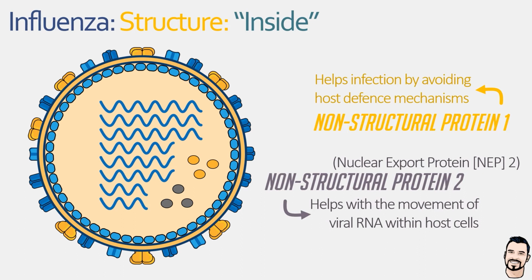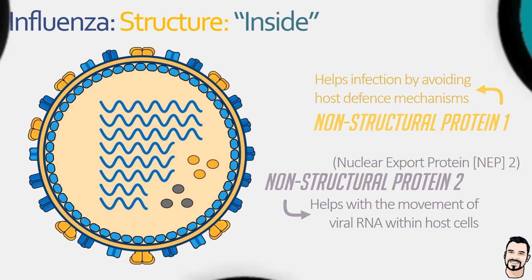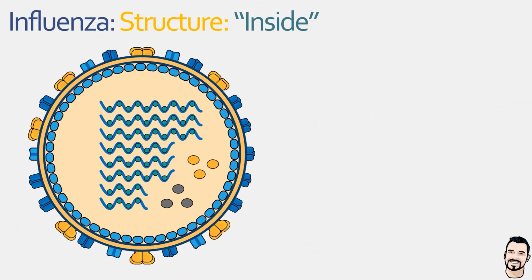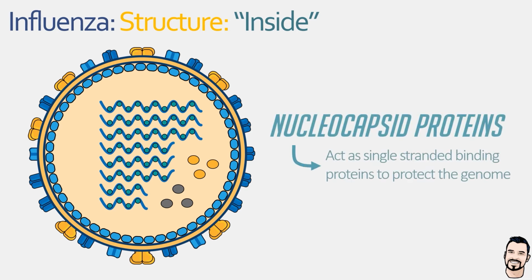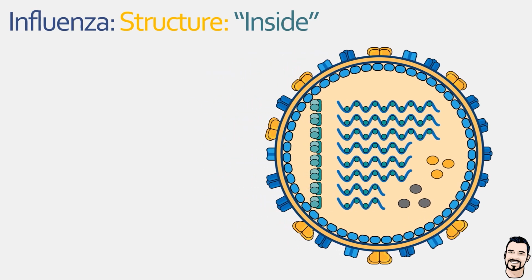Now, I mentioned earlier there are 8 single strands of negative sense RNA, and we'll talk more about these strands towards the end of this video, but there are some proteins associated with these strands that are very important. The first is the nucleocapsid protein, nucleoprotein or NP protein, which is present in all viruses containing negative sense single-stranded RNA. Why? Well, the primary function is to act as a single-stranded binding protein, encapsulating each strand of the viral genome to form the core component of a ribonucleoprotein or RNP particle, which is essential for viral transcription and viral packaging.